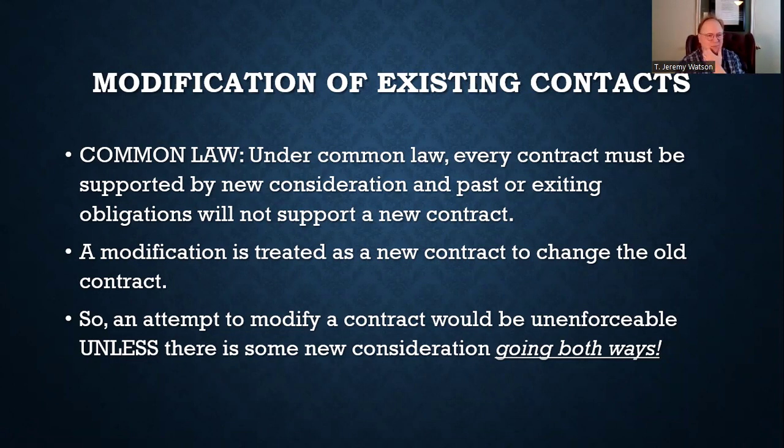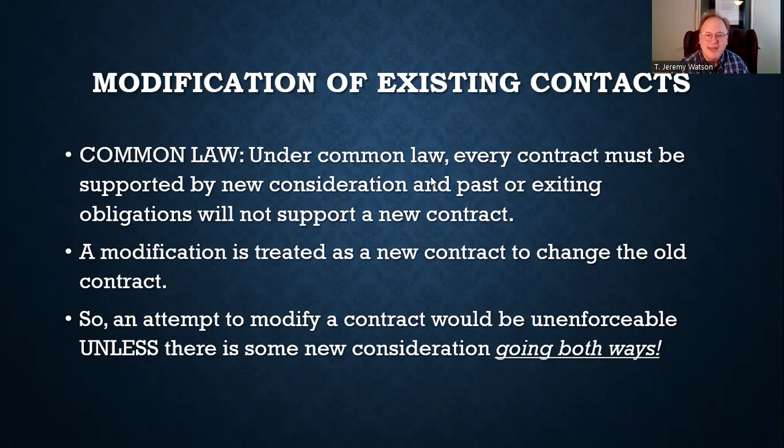Let me give you an example. I guess let me back up. What I'm saying here is that if you want to modify a contract, that modification has to be supported by independent consideration. And remember that consideration is what you give for what you get, and both sides have to both give and get something. So if you want to amend a contract, both sides have to give something new and both sides have to get something new.